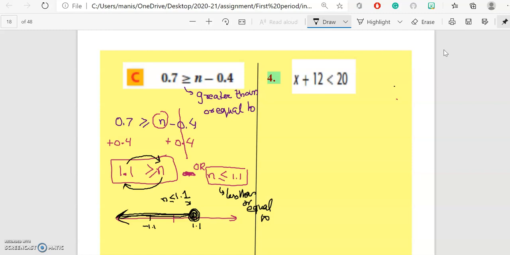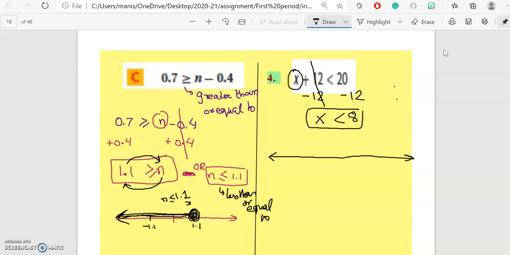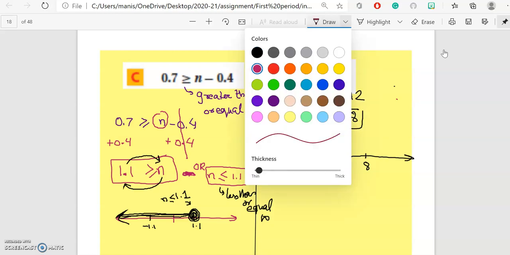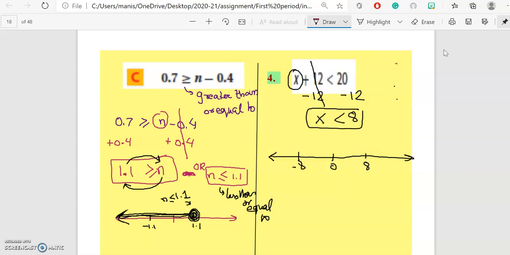Okay, now let's do this problem over here. I will subtract 12 from both sides and I'm left with x is less than 8. Now x is less than 8 is super easy for you. You will draw a number line, and that's your 0, that's your 8, that's your negative 8. Please keep in mind you have to graph this, because the question is asking us to solve and then graph. So I will draw this over here.